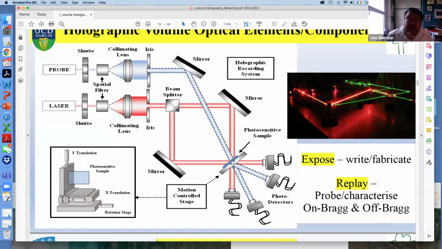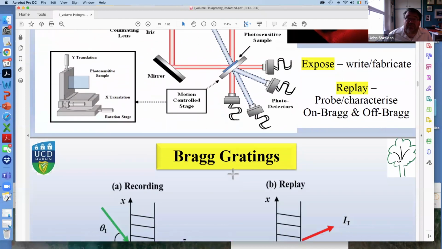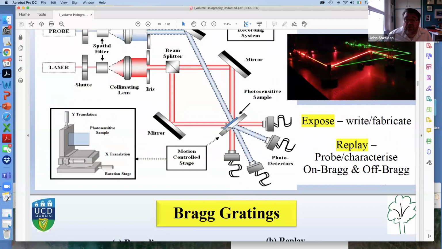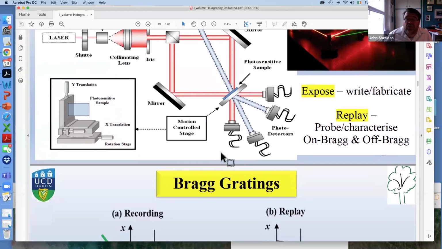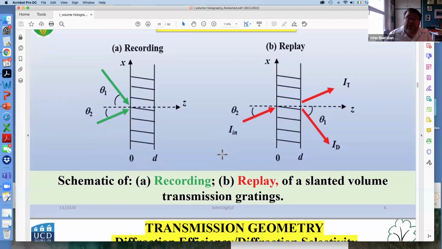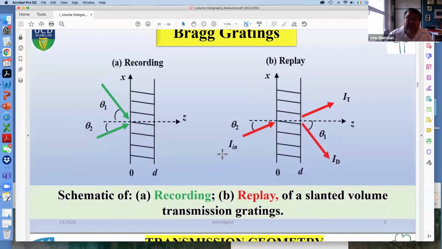Okay, so we start again. This type of grating, cosinusoidal exposure, is going to produce a sinusoidal variation of modulation. And we talk specifically about a Bragg grating, a volume Bragg grating.